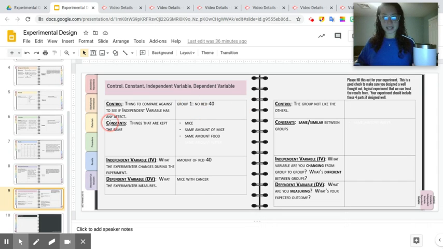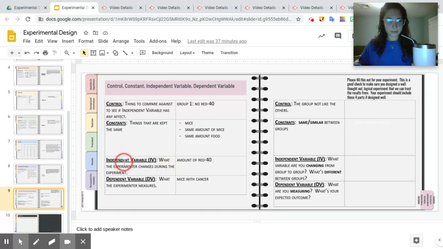Next up is the constant. And this is everything that's kept the same between all the groups. So you're always looking for the word same or similar when you are looking for a constant. My examples in my experiment are my mice. Every group had 250 mice. Each group had the same amount of mice. They all had 250. And they all got the same amount of food and the same amount of water. Like I said, the type of water they got is what was changing. So those are all of my constants in my experiment.